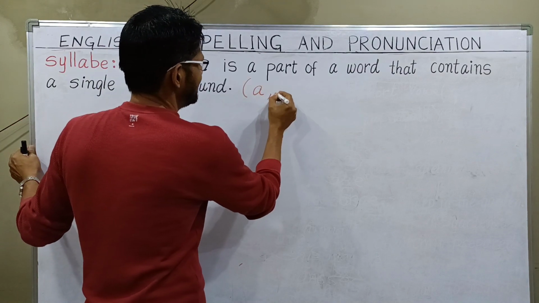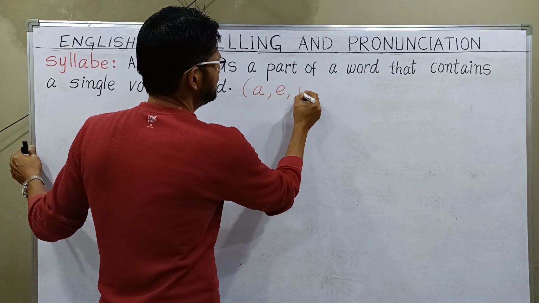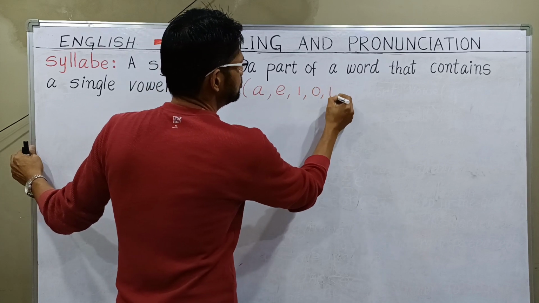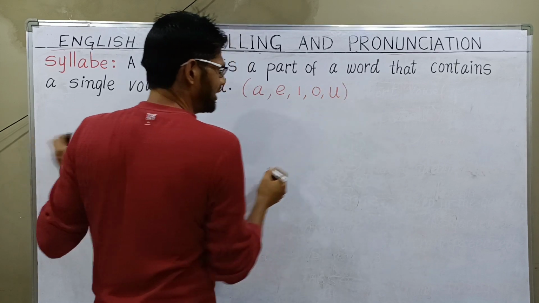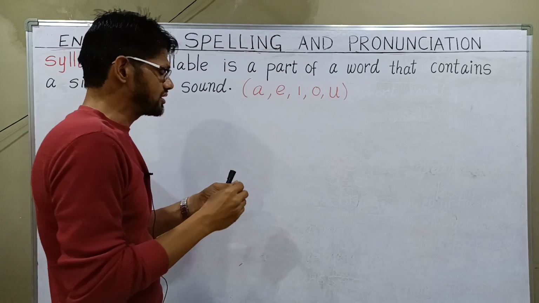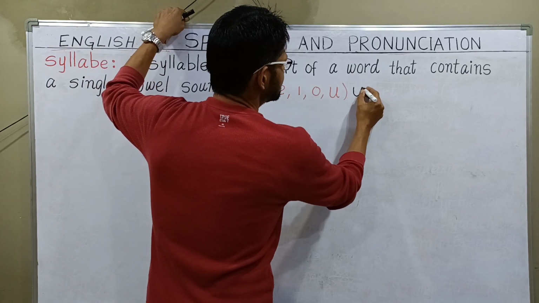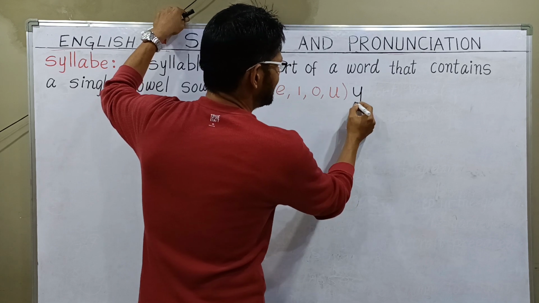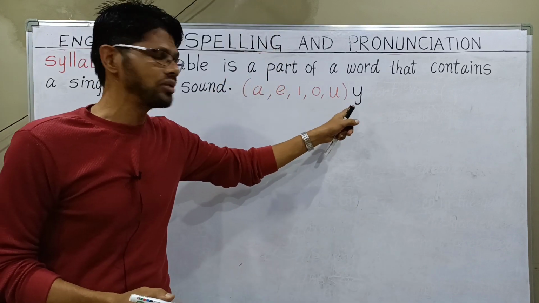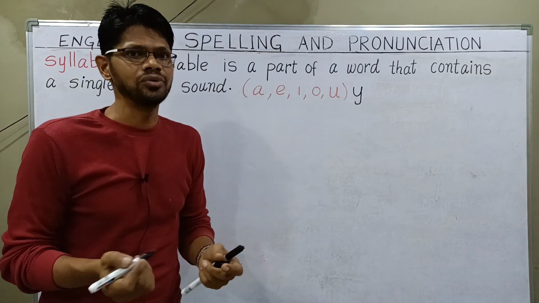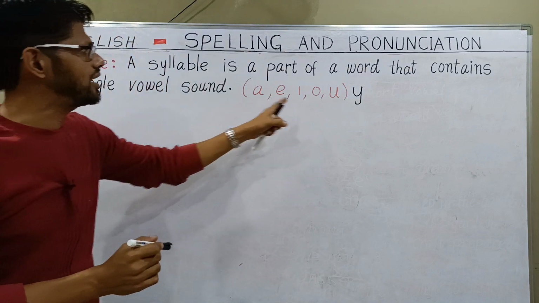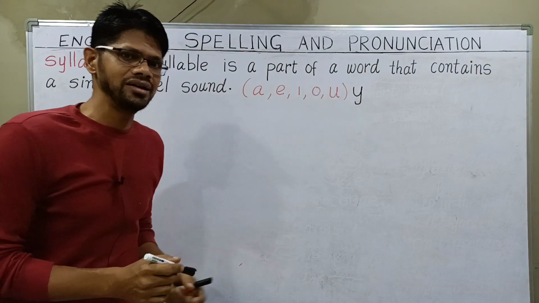A, E, I, O, U. These are the vowels, and plus one more. What is one more? We have Y also, because Y sometimes acts like a vowel. So here A, E, I, O, U and Y is also there.